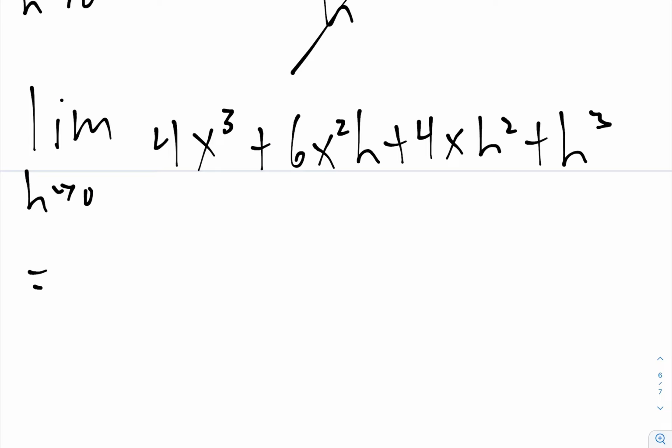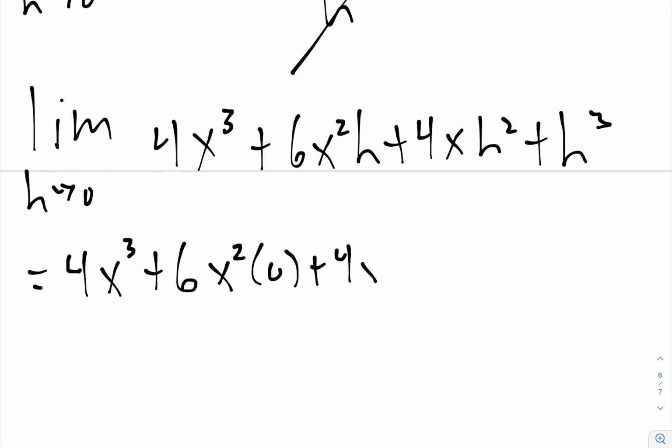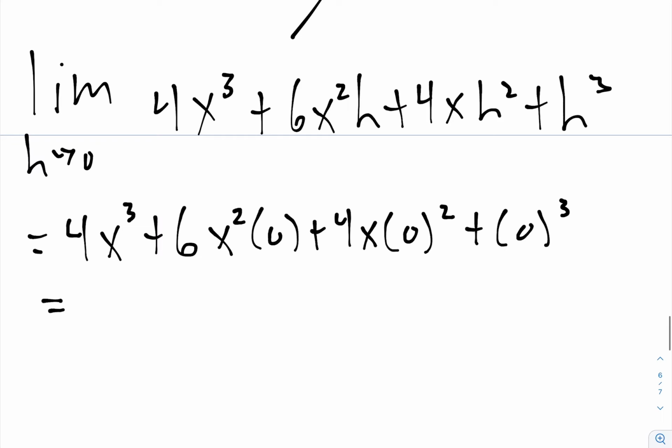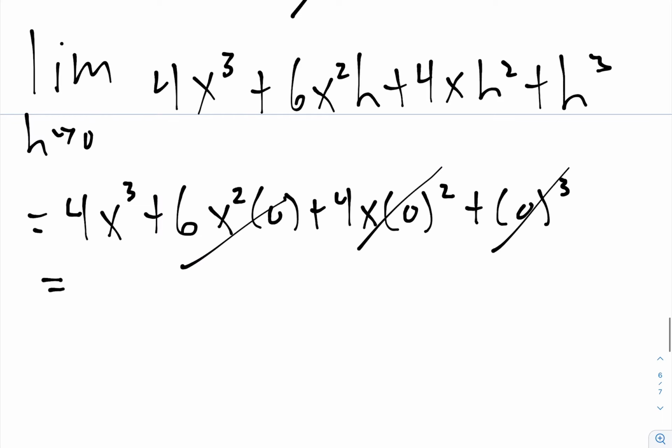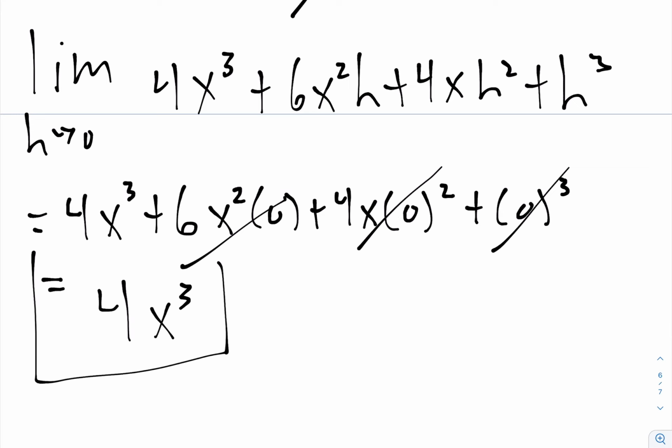So this is going to equal 4x cubed plus 6x squared times 0 plus 4x times 0 squared plus 0 cubed. Okay, so everything with a 0 in it, it's gone because 0 times anything is just 0. So this is like 4x cubed plus 0 plus 0 plus 0. So it's just 4x cubed.